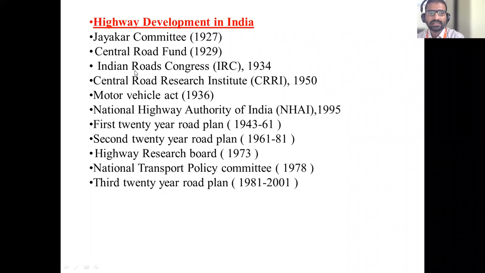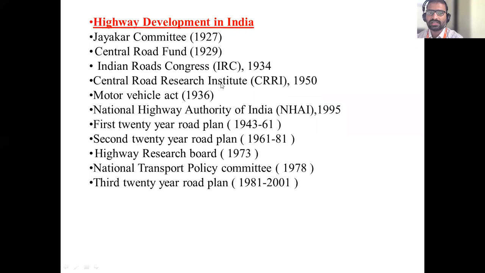Next, IRC, that is the Indian Roads Congress. IRC was established in the year 1934. This year is important; in multiple choice questions they may ask the year. IRC was established in the year 1934. This Indian Roads Congress gives guidelines. And the next one is the Central Road Research Institute.